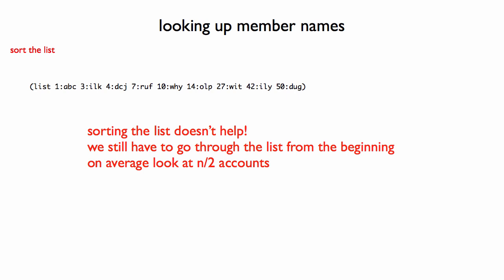The way lists work, remember that with lists we just have first and rest. So the only way we can traverse the list is in order from beginning to end. So whether the list is sorted or not, on average, we're going to have to look at half the accounts in order to find the one we want. So sorting is not going to help. Or actually what I should say is sorting alone isn't going to help.